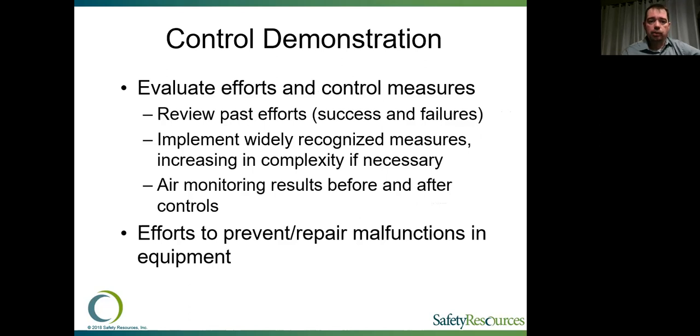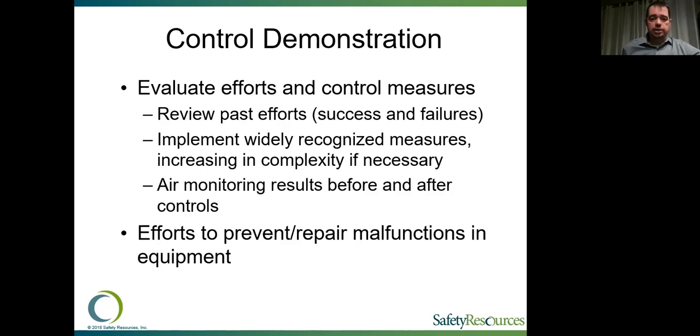When we are making sure that we have the right control measures in place, we have to evaluate what those methods are and how effective they actually are. So again, this is where that scheduled monitoring comes in, where we've got the control method there, we're utilizing it, we're still above the permissible exposure limit, so we have to sample again 3 months later. That's going to help us make those determinations of what control methods are actually successful and which ones aren't. We want to make sure that we're trying to implement widely recognized measures, and if they are things that have to increase in complexity in order to get us below that exposure level or that action level, then that's the route that we'll have to go.